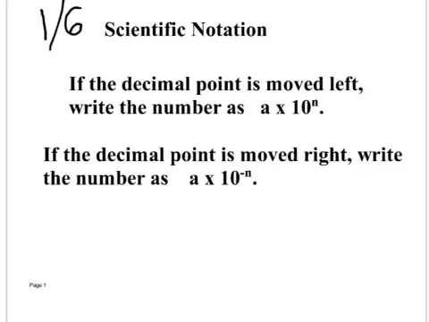Scientific notation. If the decimal point is moved to the left, then we write the number as a times 10 to the n power. The exponent is positive if you move it to the left. If the decimal point is moved to the right, then we write the number as a times 10 to the negative n power. So if we move it to the right, we're writing it with a negative exponent. Now a is going to be replaced with a number. They're just using a variable to show how you're going to write it.